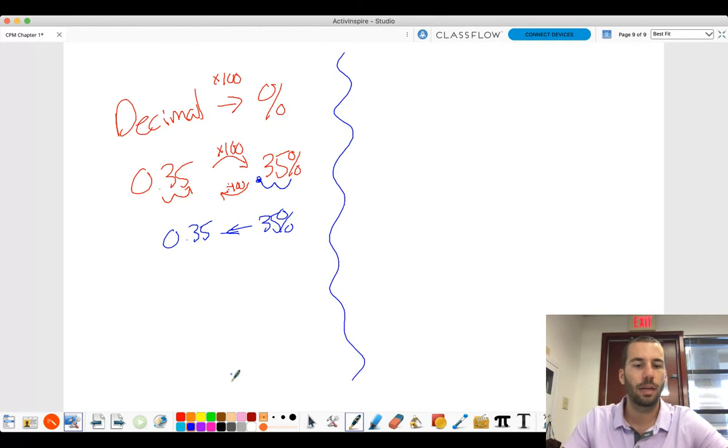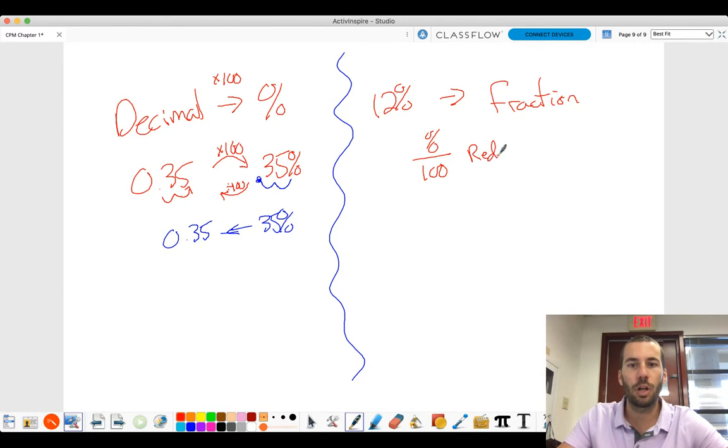Now, going from a percentage, like let's say 12% into a fraction, okay, that involves, like I said, taking the percentage, putting it over 100, and then reduce. Always reduce. I'm a big stickler on reducing fractions. Okay, if you don't reduce the fraction, you're probably going to get dinged a little bit on it. Fair warning.